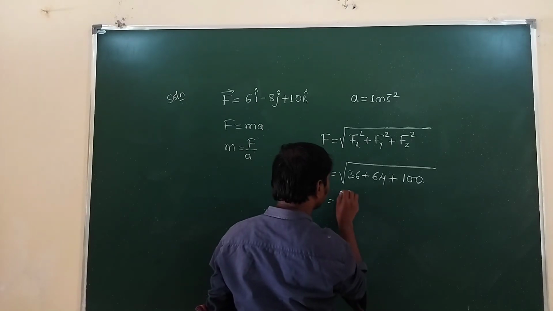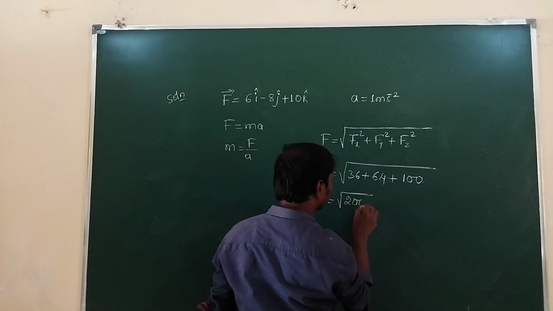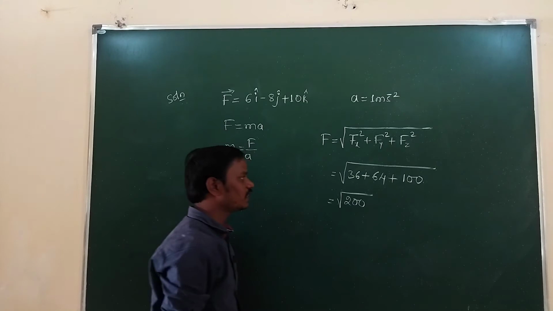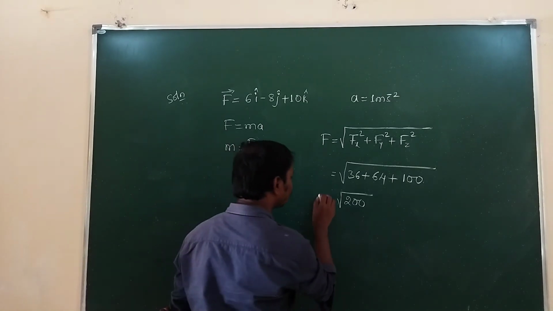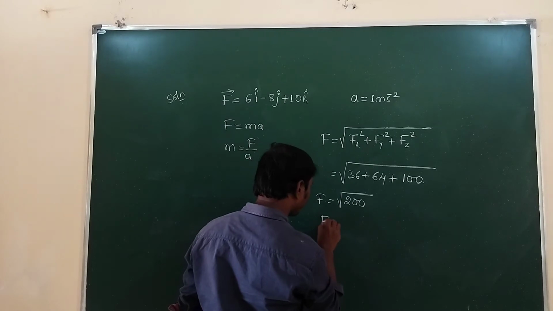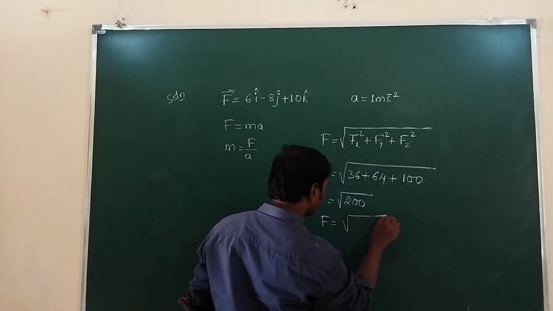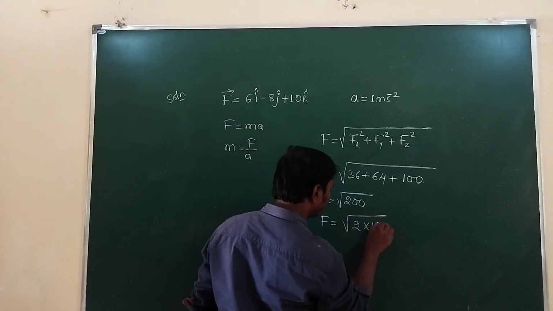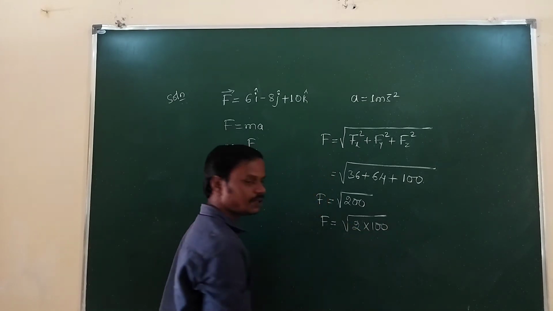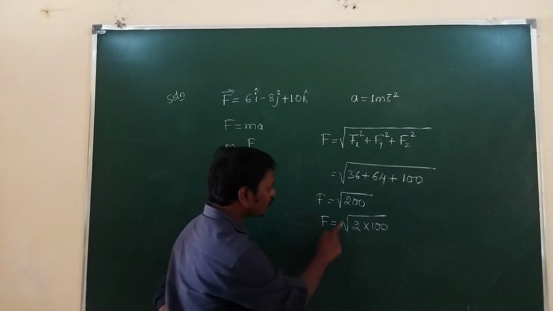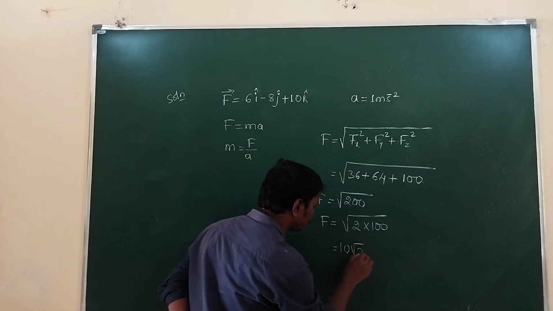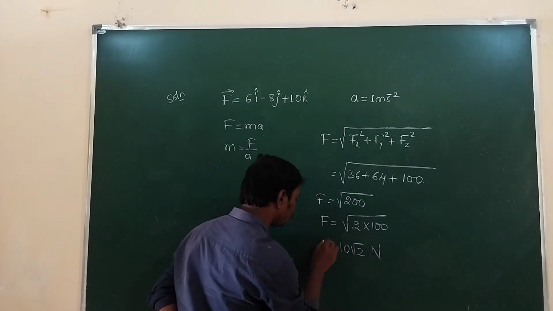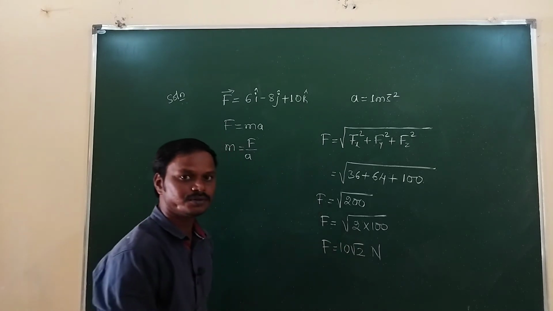Now it is square root of 200. 36 plus 64, that is 100. 100 plus 100, that is 200. Now we can write this one as F is equal to square root of 2 into 100. What is the square root of 100? That is 10. Then it is 10 root 2. Force is 10 root 2 Newton.